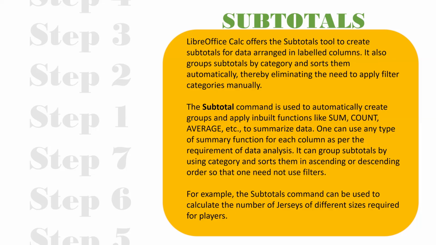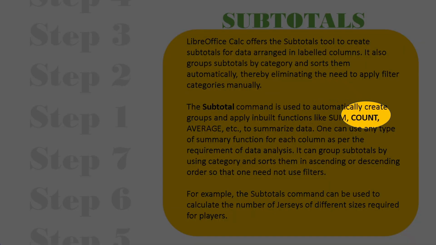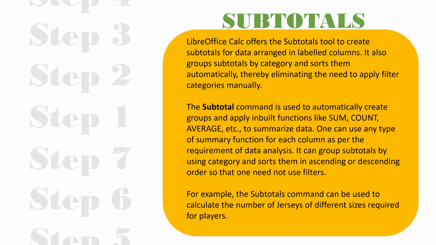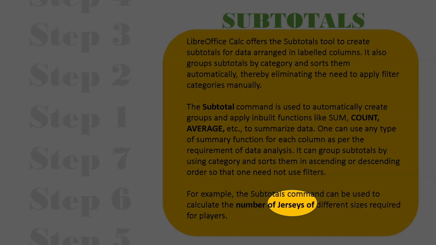The subtotal command is used to automatically create groups and apply inbuilt functions like sum, count, average, etc. to summarize data. One can use any type of summary function for each column as per the requirement of data analysis. It can group subtotals by using category and sorts them in ascending or descending order, so that one need not use filters. For example, the subtotals command can be used to calculate the number of jerseys of different sizes required for players. We have 6 steps to follow.